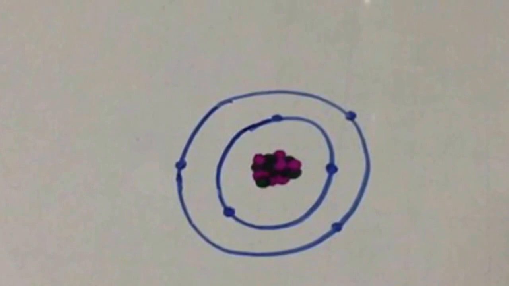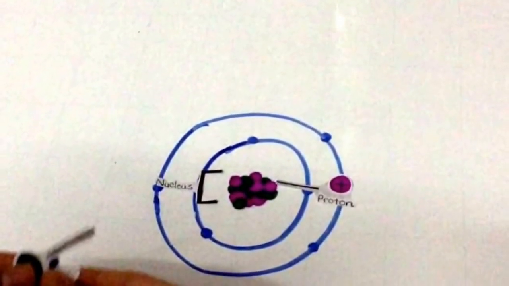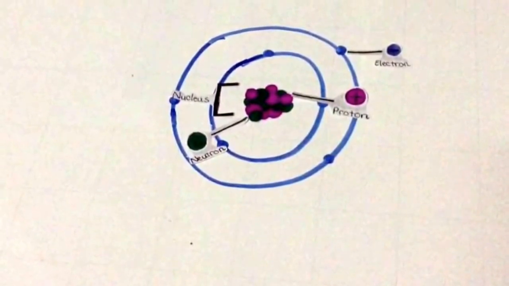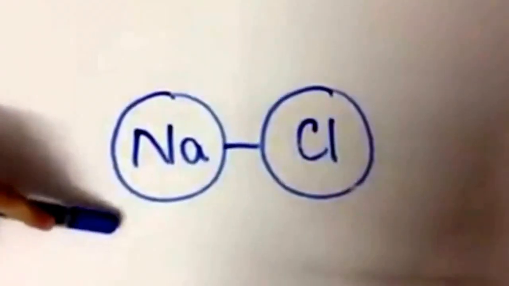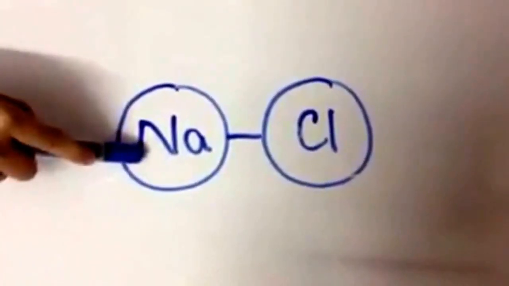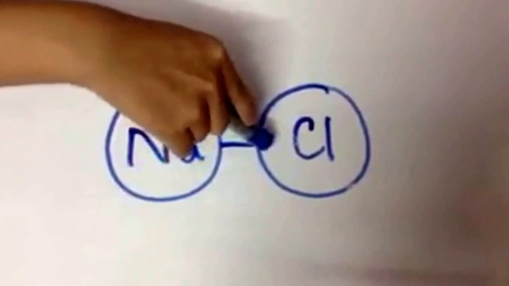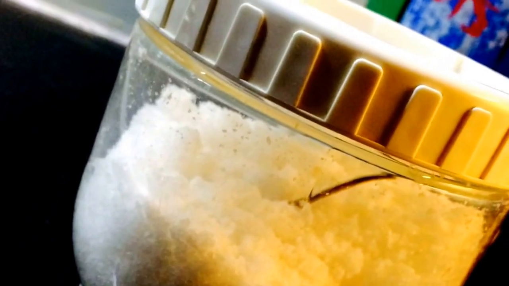This is an atom. In atoms, there is a nucleus which contains protons and neutrons, and electrons move around the nucleus. This is sodium chloride, known as salt. Sodium gives one electron and chloride takes one electron, which is an ionic bond.